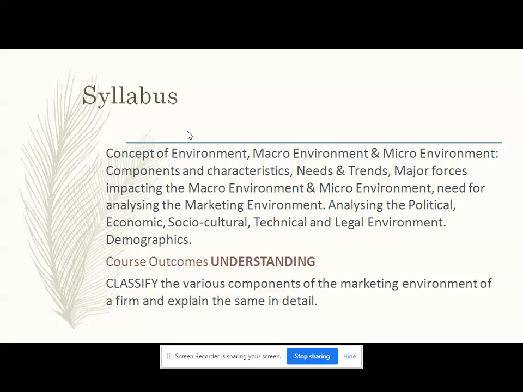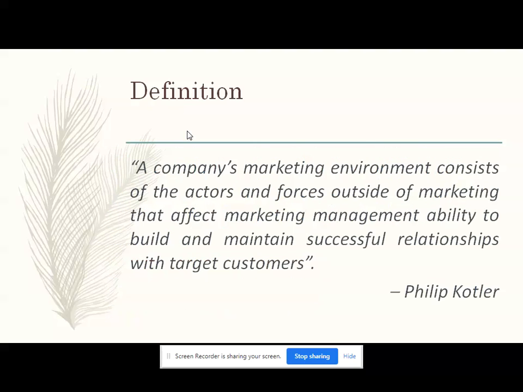As per Bloom's taxonomy, here you can classify the various components of the marketing environment of the firm and explain the same in detail. Now we will start with the definition of marketing environment. According to Philip Kotler, a company's marketing environment consists of the actors and forces outside of the marketing that affect the marketing management's ability to build and maintain successful relationships with the target customers.